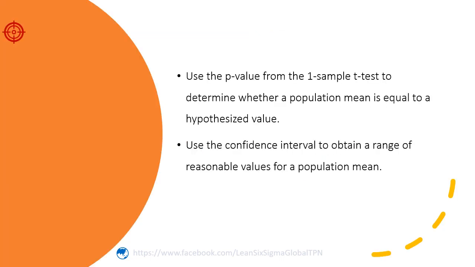Okay, so let's review. The one sample t-test procedure provides both a confidence interval and p-value. We use the p-value to determine whether a population mean is equal to a hypothesized value. We use the confidence interval to obtain a range of reasonable values for the population mean. Remember, we should always consider the practical implications of our results so we can best apply them to our processes.